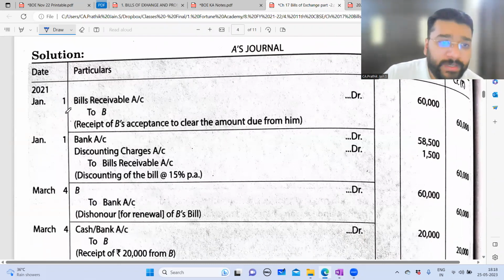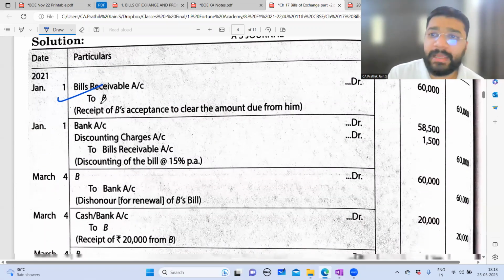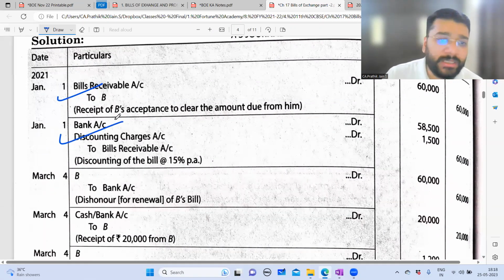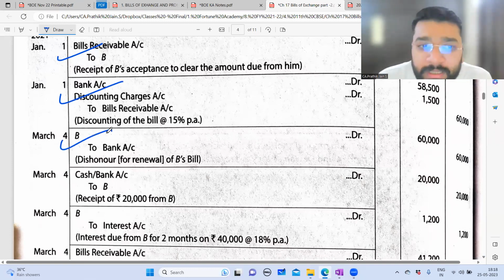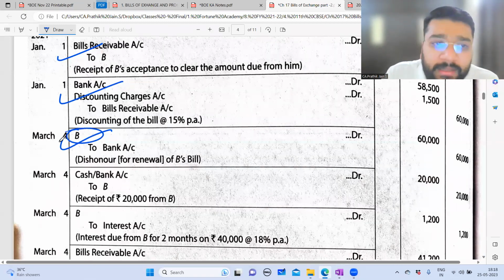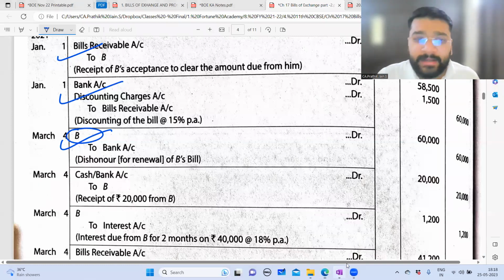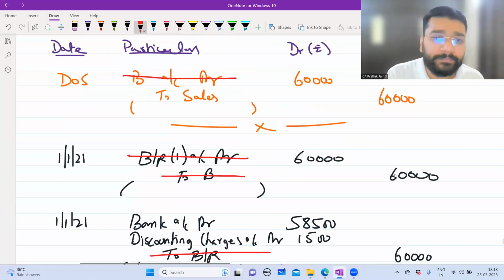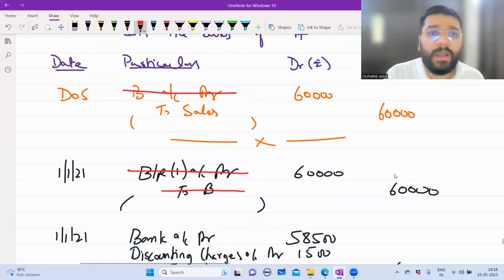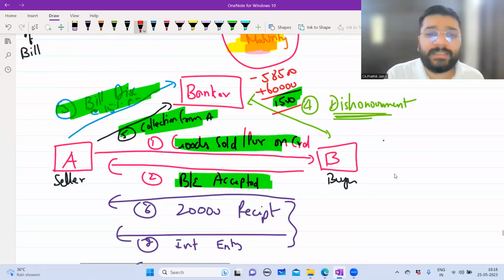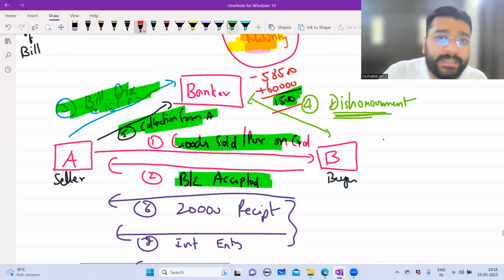Okay. So first entry, guys, the bill execution entry done, the bill discounting entry done, and on March 4, 60,000, we have recreated the debtor. Till this also we have done, guys. 3 entries successfully completed. Any problem? No, sir. Now, 6th entry, guys.